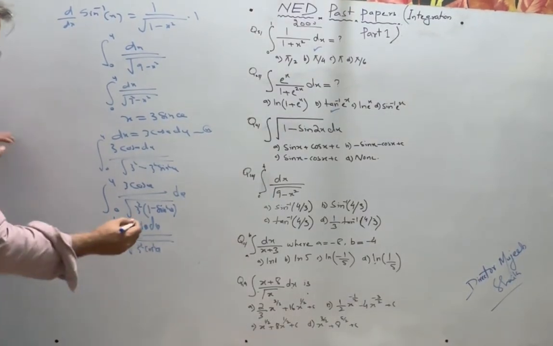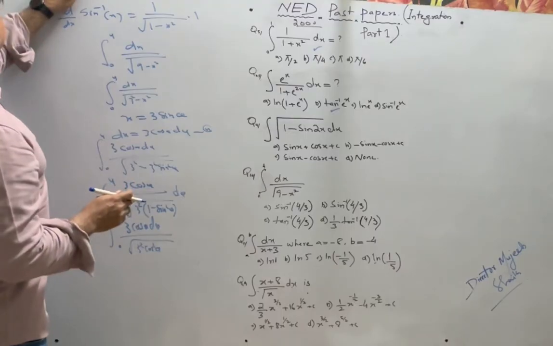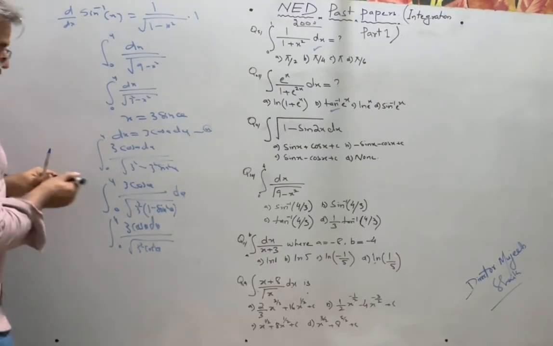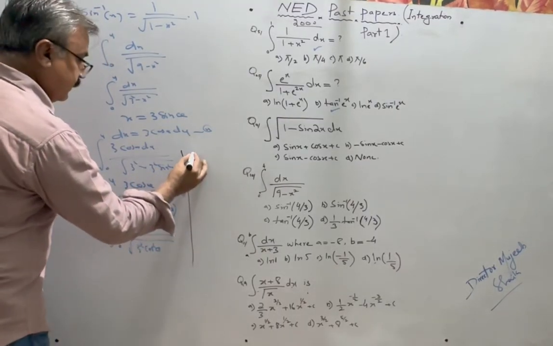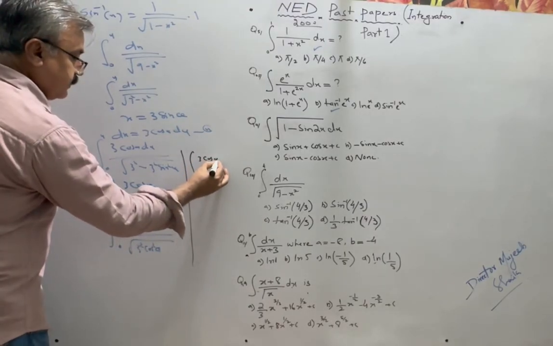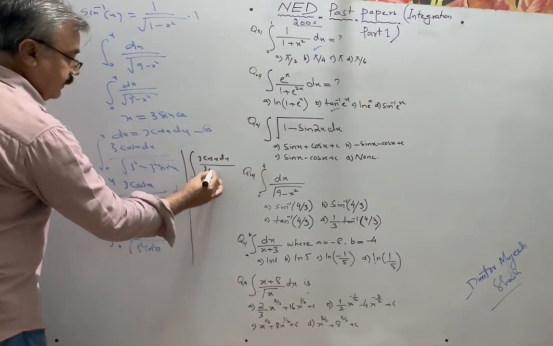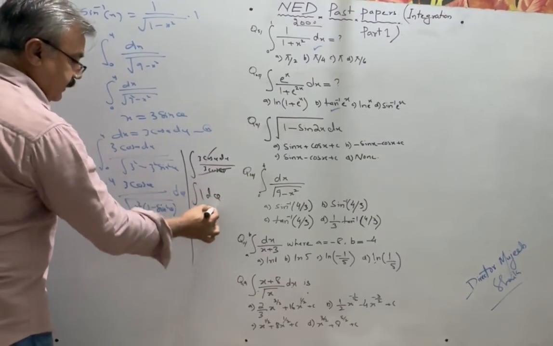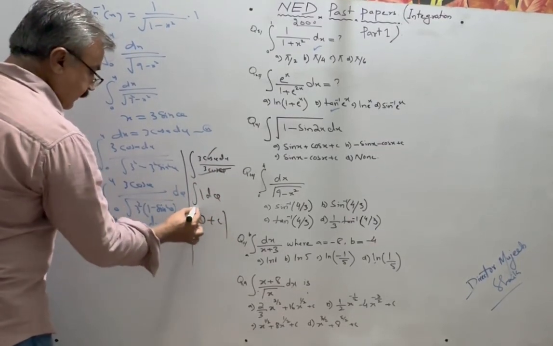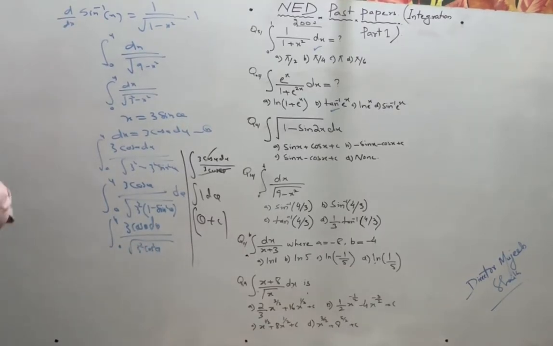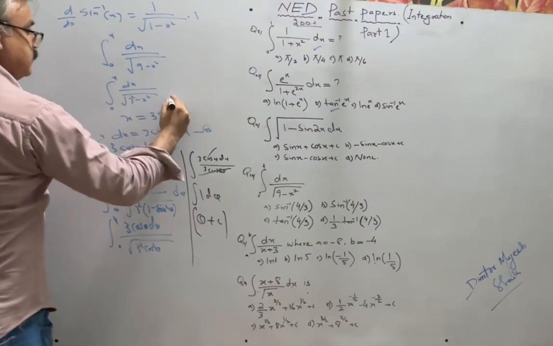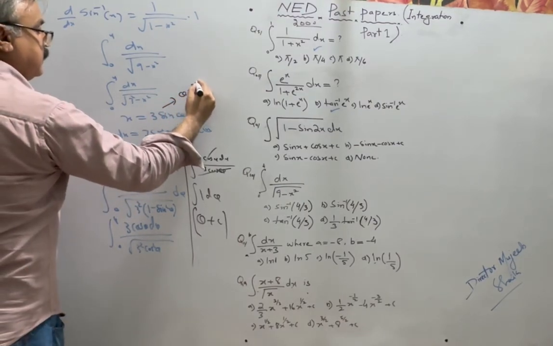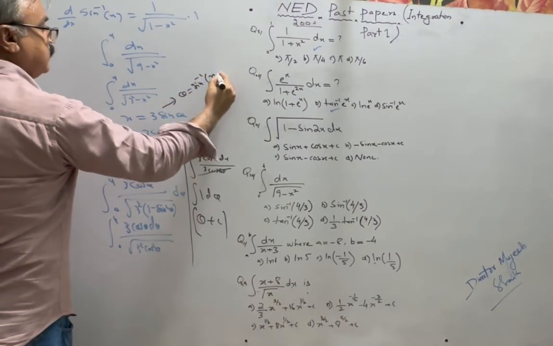Square root cancelled out. We have something like, pass me the marker having ink. It's 3 cos theta d theta divided by 3 cos theta. Cancelled out. We are left with d theta, which is theta plus c. Re-put the value of theta from here. Theta is equal to sine inverse of x over 3.